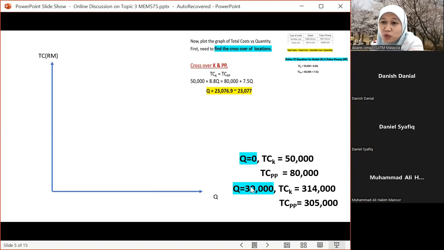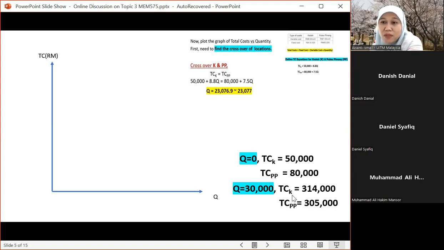So I set Q equal to 30,000 and plug it into this equation. So TCK is going to be 314,000. And for the TCPP, when we put Q equal to 30,000 here, we're going to get 305,000.